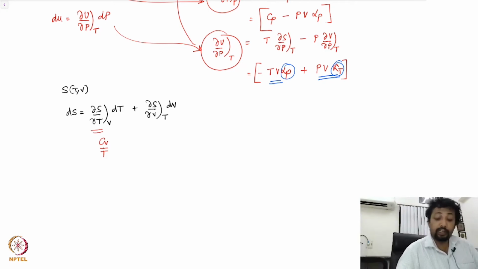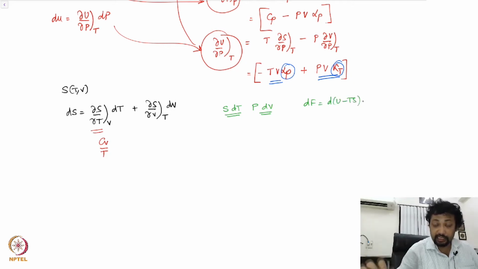So now again I look at the structure of this relation and I see S and V. Let's see if I can figure out a Maxwell relation. This means I have S dT and P dV. Correct? So S dT and P dV, the combination appears for the Helmholtz free energy. dF is dU minus d(TS). Again, N is always held fixed here, so we will not worry about that.